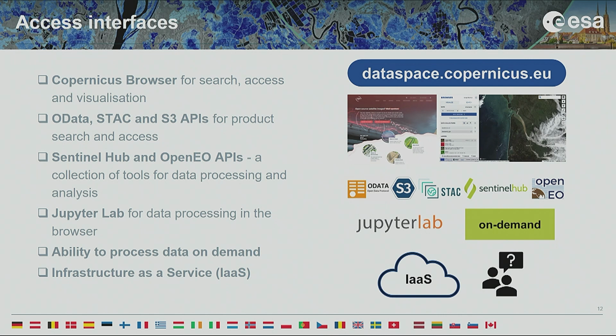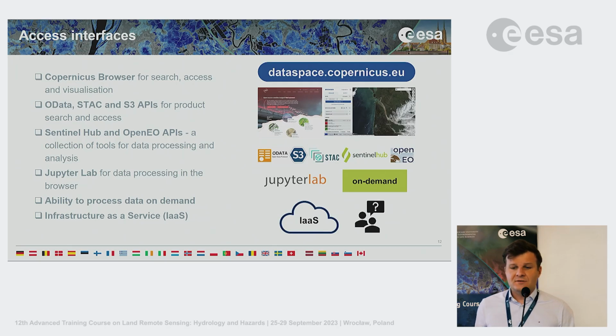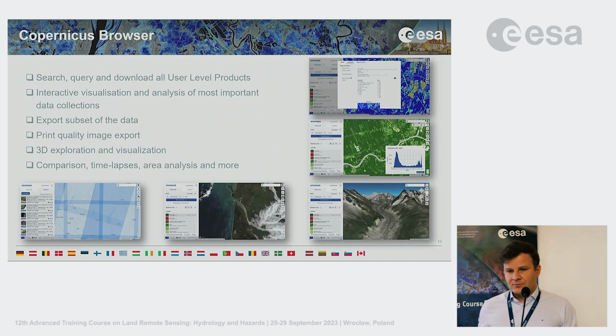You have a JupyterLab where you can do some prototyping of data processing directly from the web browser. There are several processors, mostly the official ESA processors. You can actually apply for data on demand, so that we will process them, and you can do it in an automatic way. And last but not least, if you want to scale up, there is also infrastructure next to the repository, so you can rent virtual machines or build clusters and do the big processing.